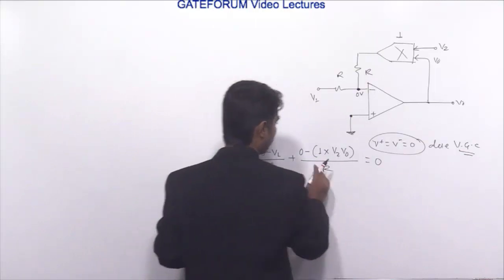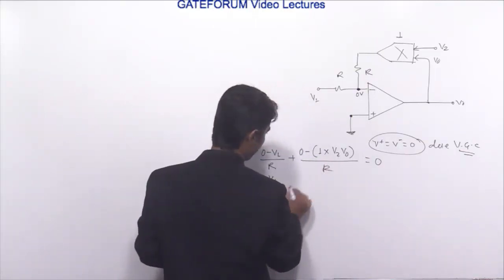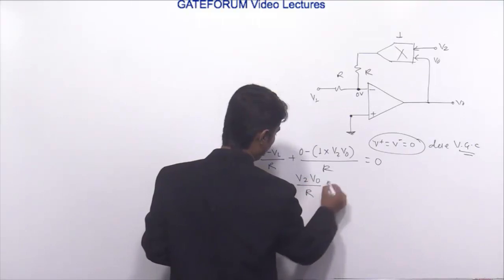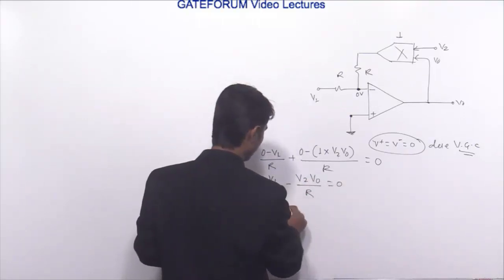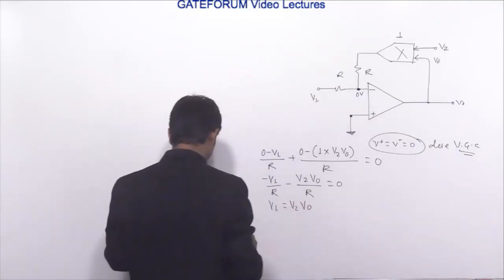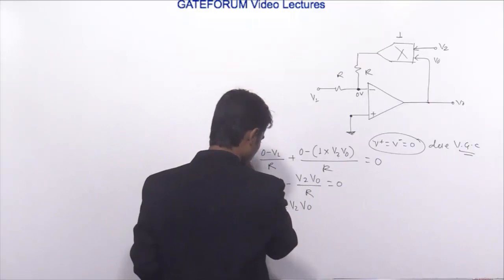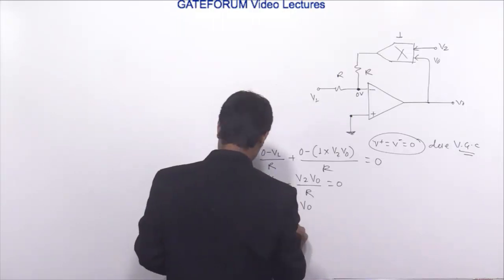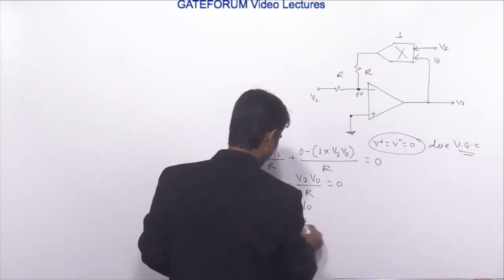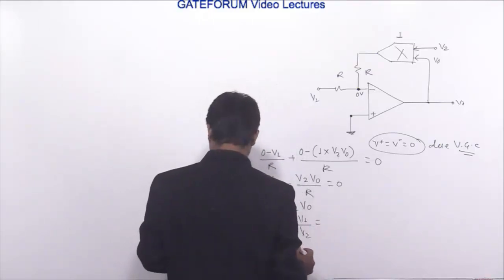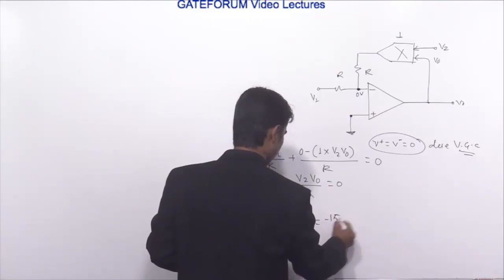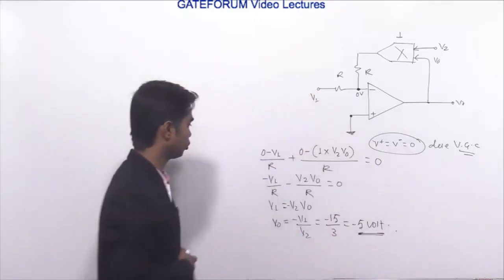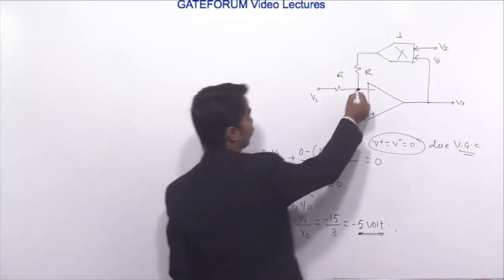Now see here, this will be minus V1 by R minus V2 V0 by R equals 0, means V1 equals minus V2 into V0, and if you want V0, V0 equals minus V1 by V2. It is given that V1 is 15 volt and V2 is 3 volt. It will be minus 5 volt. I think all of you should have understood this. Simple KCL. We have to apply the KCL only here. Nothing else.